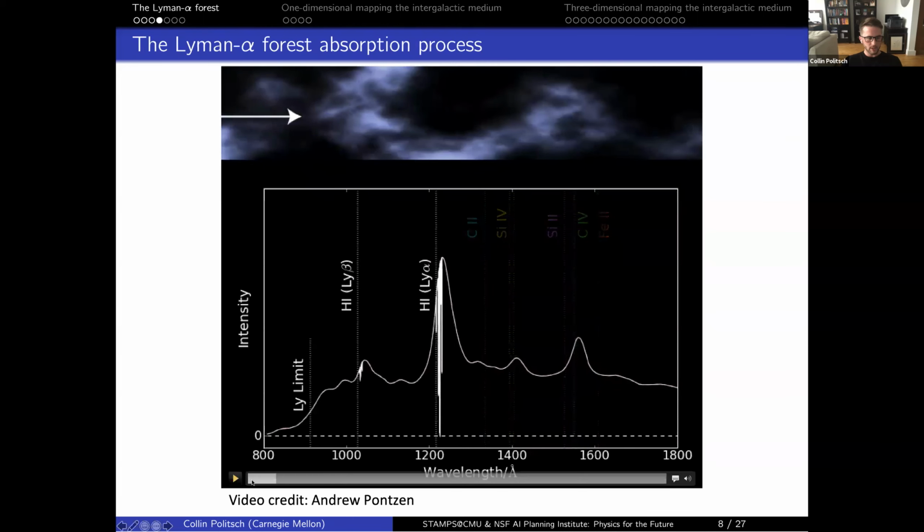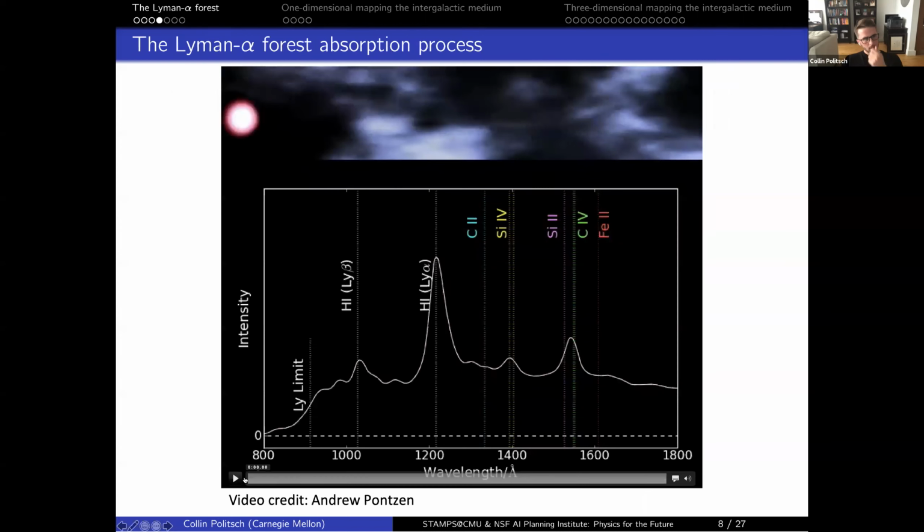Okay, wait a second here. So just to walk through this again in pseudo real time, there are a lot of things going on in this video animation here. What's happening is we have a quasar here at the far left. We have quasar light leaving it and traveling through intergalactic space along its one-dimensional line of sight to Earth. And we have these what look like clouds here, which are just overdense regions of the intergalactic medium. And we'll see what happens to the spectrum of the quasar.